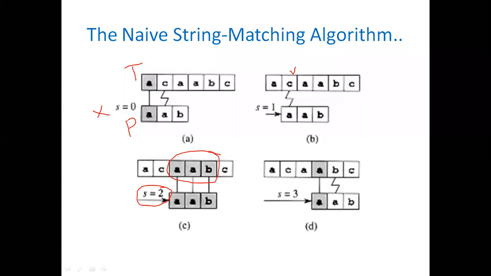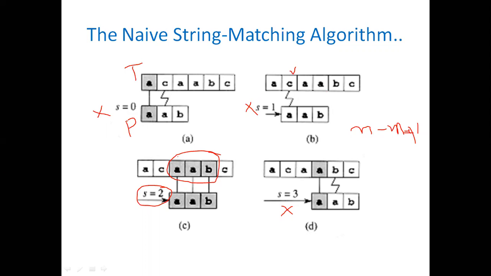These are invalid shifts. After this, the last substring will be this ABC. Here we have AAB. It also didn't match, so this is also an invalid shift. So how many total number of substrings are there? n minus m plus 1.